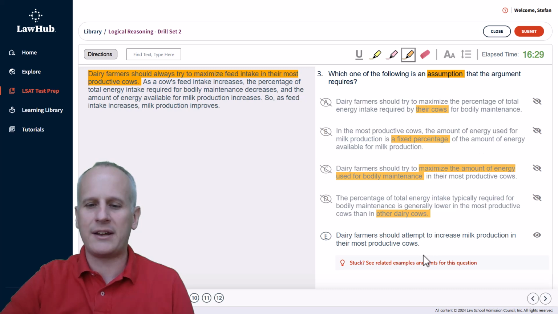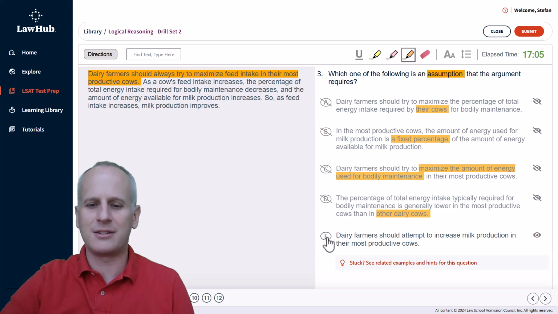Now, if we go look at choice E, however, and we state dairy farmers should not attempt to increase milk production in their most productive cows, well, now the argument falls apart entirely because all of the support is predicated on the idea that milk production is supposed to increase. And we're saying to the dairy farmers as a recommendation that they should always try to maximize feed intake in their most productive cows for increasing the milk production. And if we negate choice E and say that dairy farmers should not attempt to increase milk production in their most productive cows, well, then why am I making this recommendation at all?